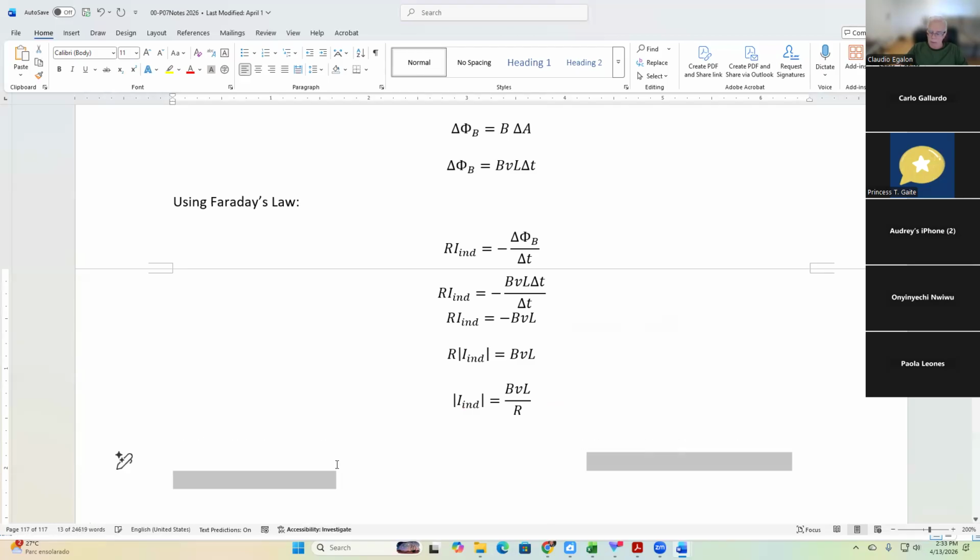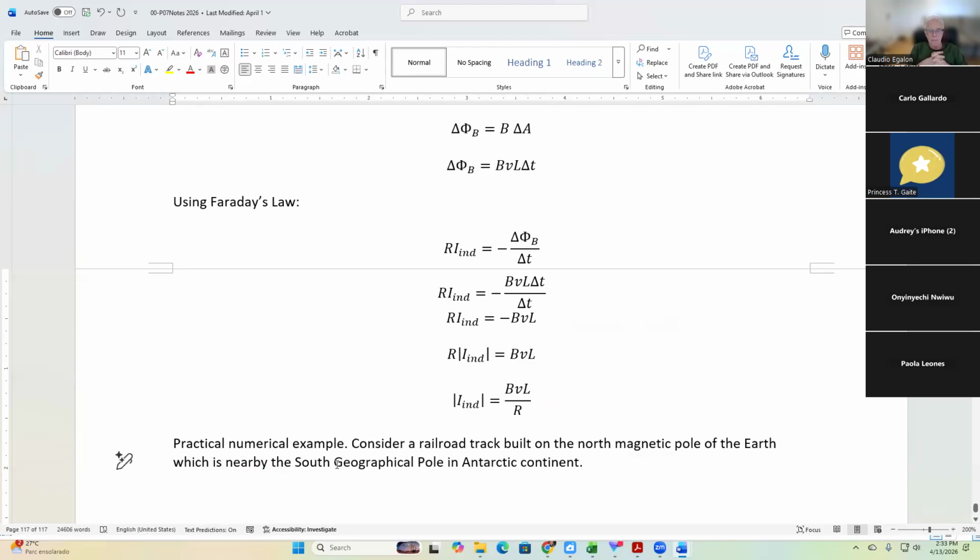Suppose that we build a railroad track there. The distance between the rails, use it as being 1 meter. 1 meter, no, it's more, right? It should be around 2 meters.